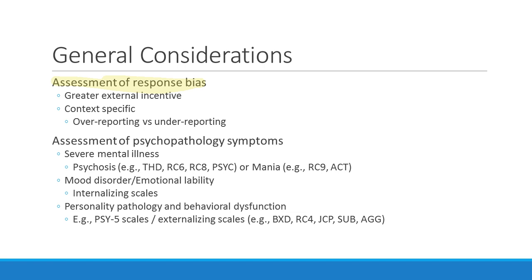The second broad consideration for using the MMPI-2-RF across these evaluations is the assessment of psychopathology symptoms. After all, that's why we would use this measure. And for many psycholegal questions, we oftentimes are asked to determine, or need to determine, if a person is suffering from a severe mental illness.